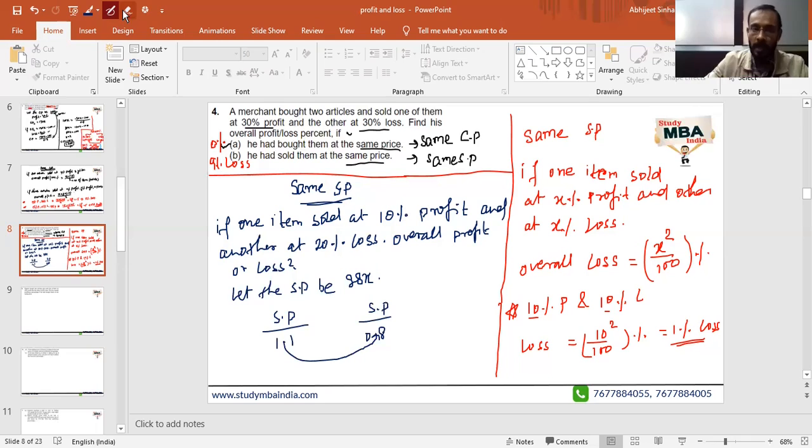Yes, now let's calculate CP for both. So first CP is 88x divided by 1.1. Now take 10 here. 11 cancels out with 8 times, and this becomes 80x. Now similarly the second CP, CP2, how much will this be? Again 88x. This time divide it by 0.8, and what value do we get? Dividing by 8 gives 110x. Yes sir.